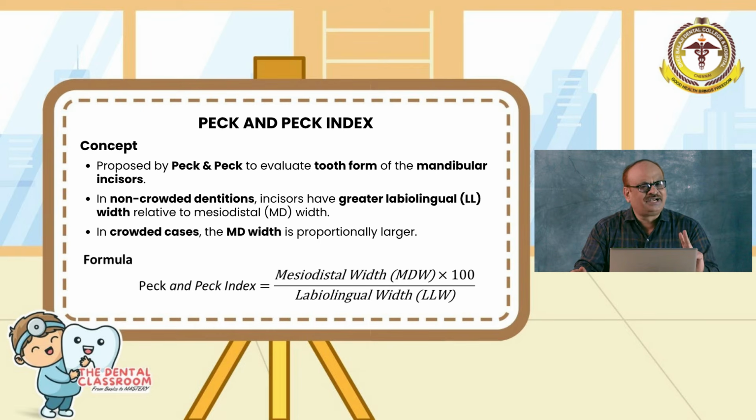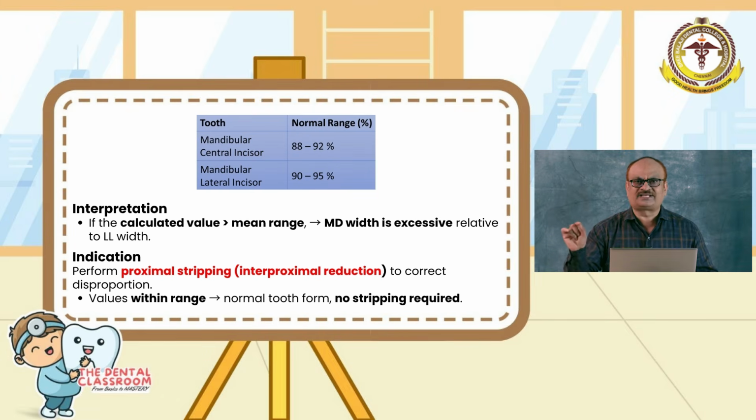So, what model analyses are ideally used for stripping? One is your Peck and Peck index, but it tells only about the mandibular arch, whereas a perfect comparison between maxillary and mandibular arch is given by Bolton's analysis. These two are usually utilized for orthodontic purposes to see where the tooth material has to be reduced by proximal stripping. Remember, this is a non-extraction means of gaining space. The normal range of the mandibular central incisor is 80 to 92% of the mesiodistal width by labiolingual. Mandibular lateral is somewhat close, it is 90 to 95%.